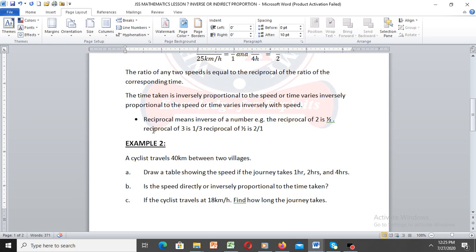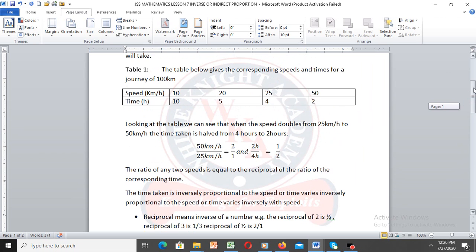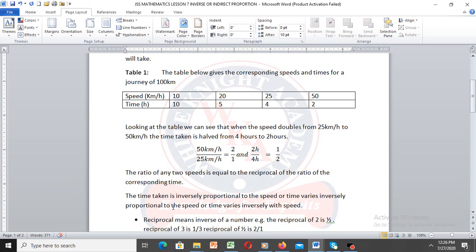So we say something about reciprocal. Reciprocal means the inverse of a number. When we say the reciprocal of 2, it means 1 over 2. The reciprocal of 3 is 1 over 3. The reciprocal of 1 over 2 is 2 over 1. So we say that the ratio of any two speeds is equal to the reciprocal of the ratio of the corresponding times.